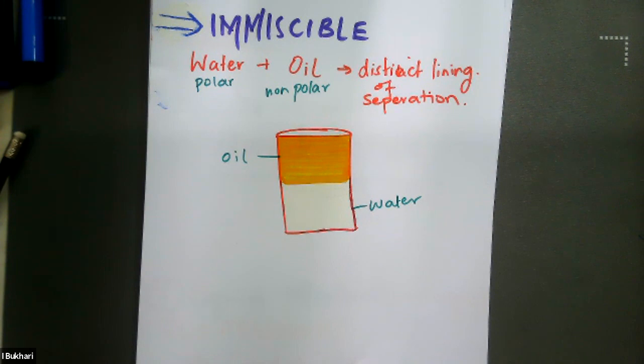So oil and water, they don't get along. They just don't get along with each other. Okay, oil and water, they don't get along. Now you might ask why, right? Now that has to do with the structure of the molecule. Okay, I will talk in detail about the structure of the molecule.